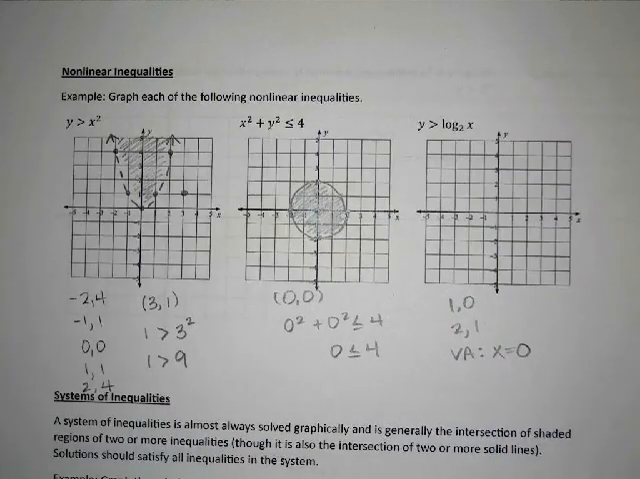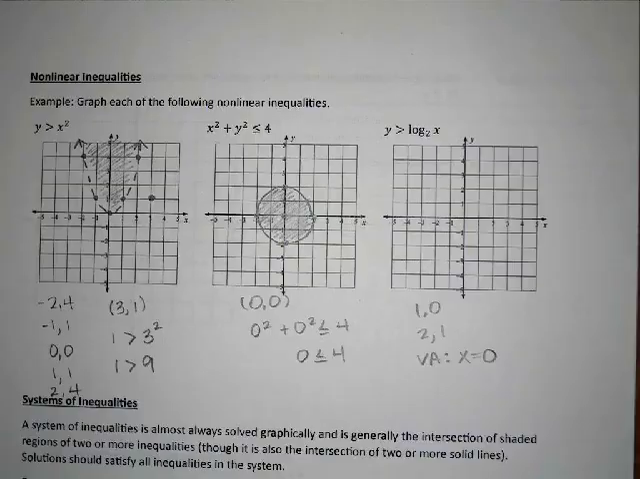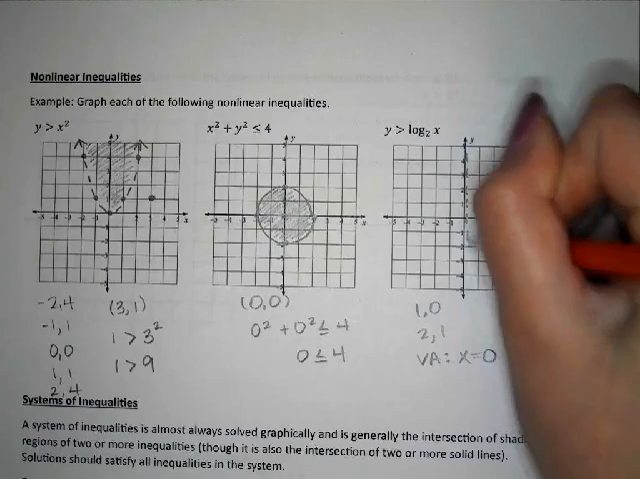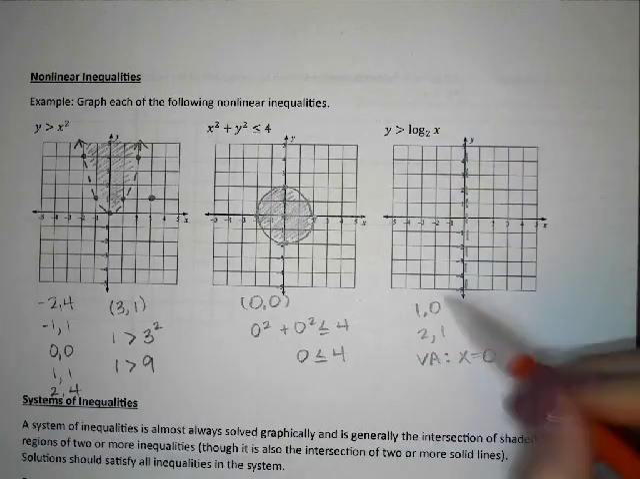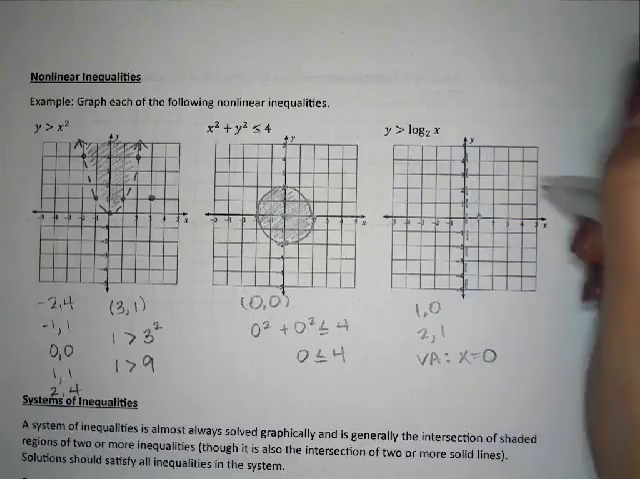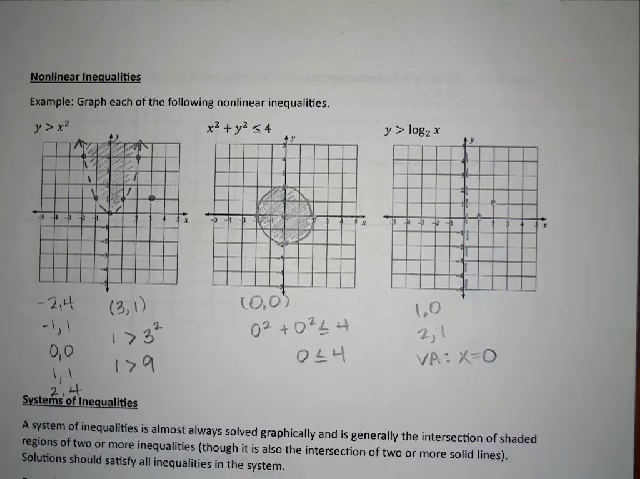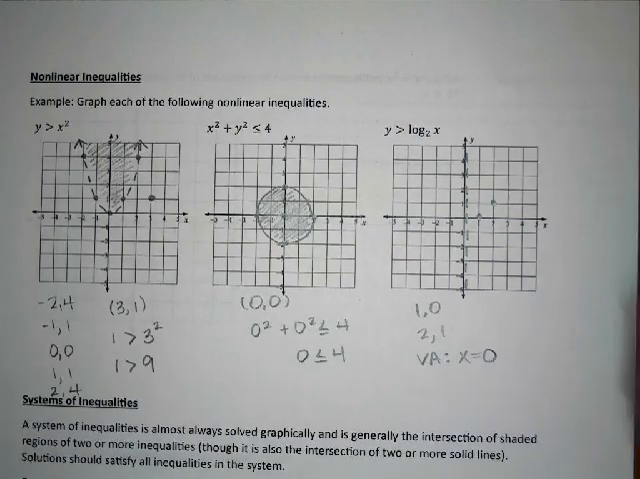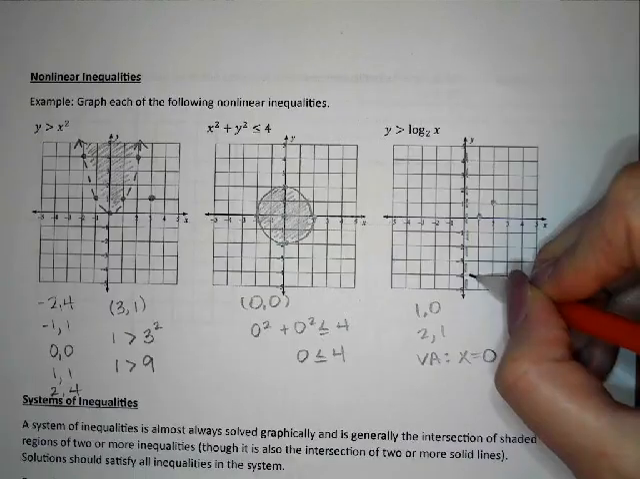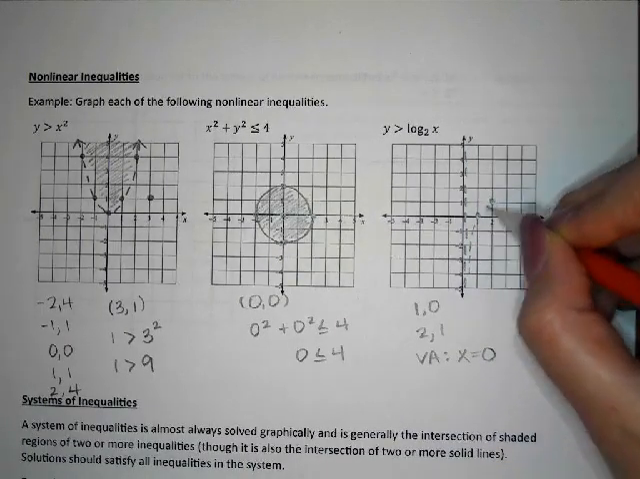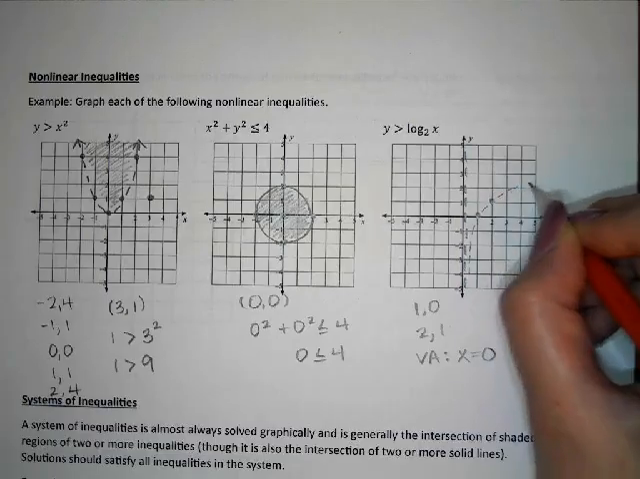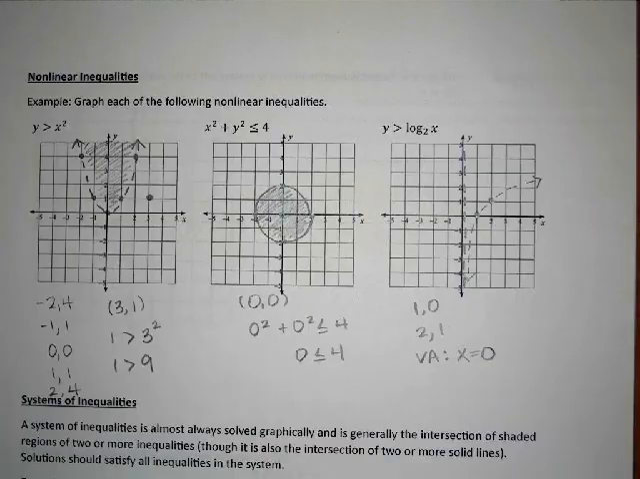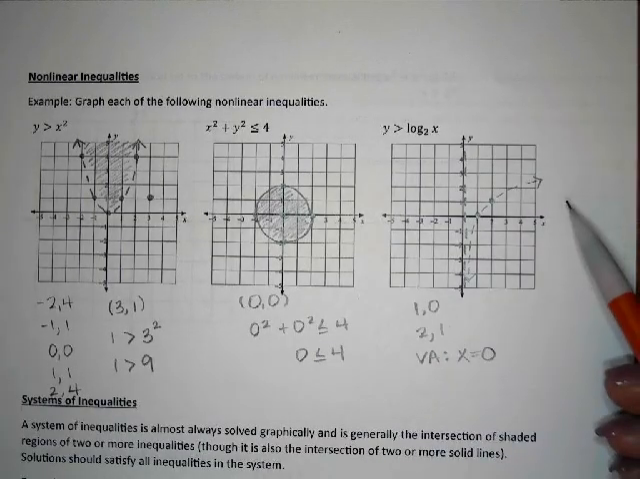So I'm going to start off by drawing a sketch of my graph. Here's my vertical asymptote. And then I've got the point 1, 0 and the point 2, 1. And based on this symbol, I know that I'm going to have a dotted line. Now, if you run into a problem where you have an asymptote in the problem, you have to figure out which side of the asymptote the curve is on. And so the curve is on the right side of the asymptote.